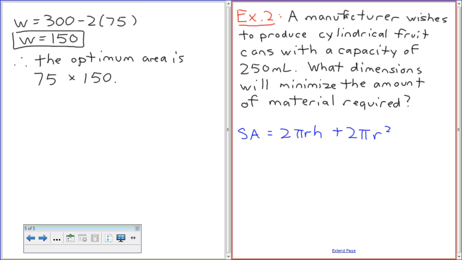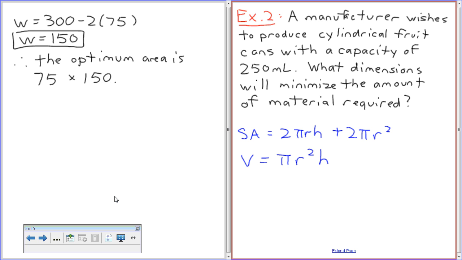All right, what else do I need? Someone other than Chris. What else do I need for this question? Yeah? Volume. Okay. What are we optimizing? Are we optimizing volume or are we optimizing surface area?